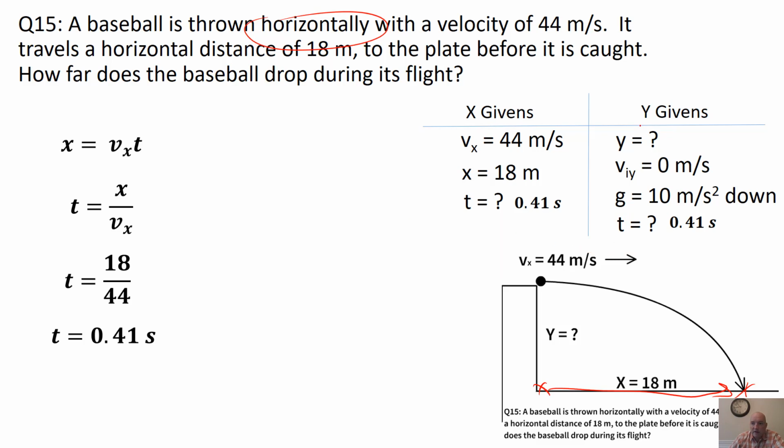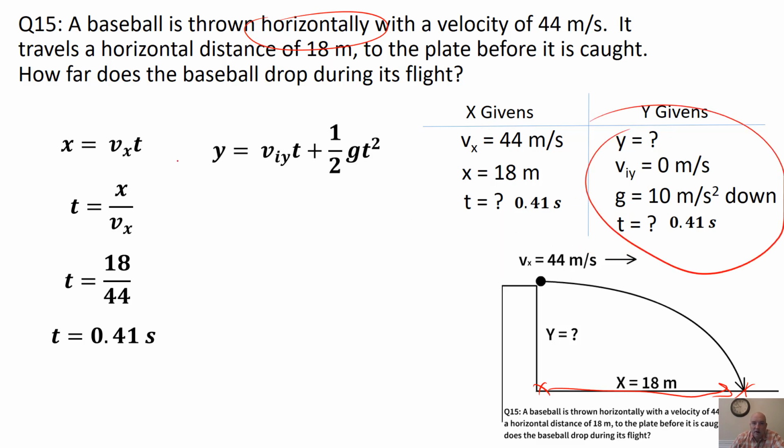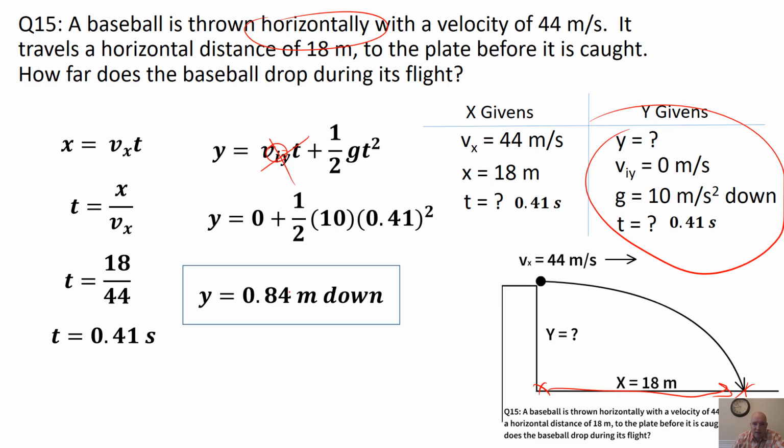And now we have enough information to go to our other version of the formula right here, and we can plug in. The initial vy cancels out, so that becomes 0. So this becomes y equals 1/2 times 10 times 0.41 squared. Don't forget the squared. And you're going to get, this ball is going to fall downwards 0.84 meters during this problem.